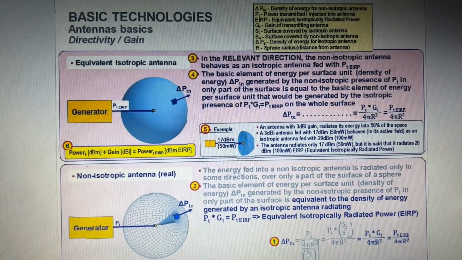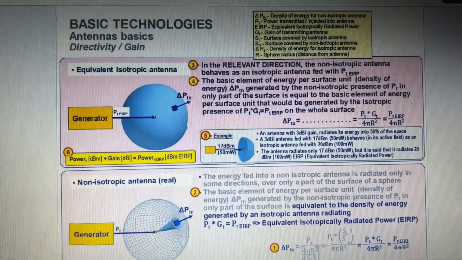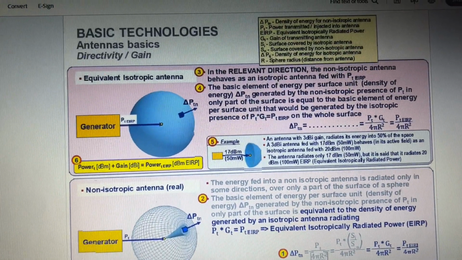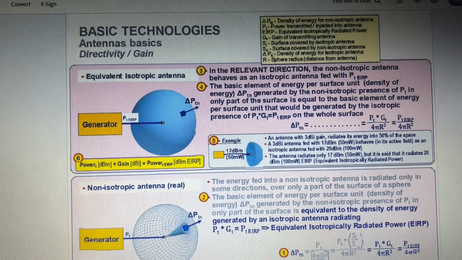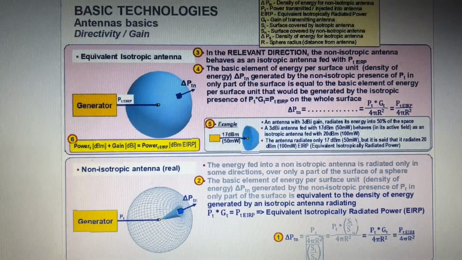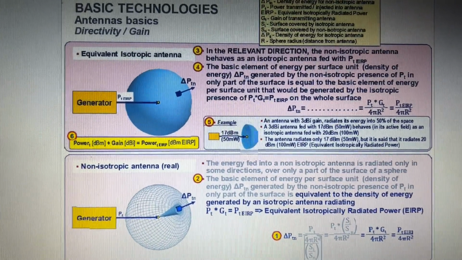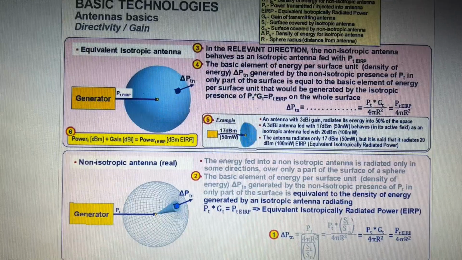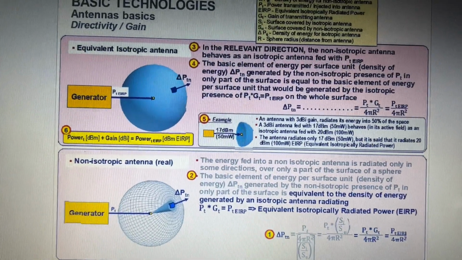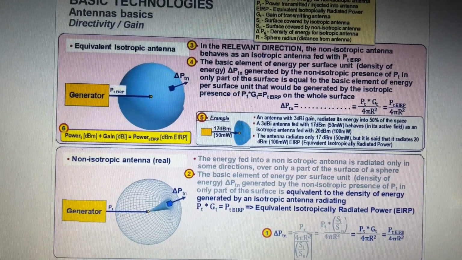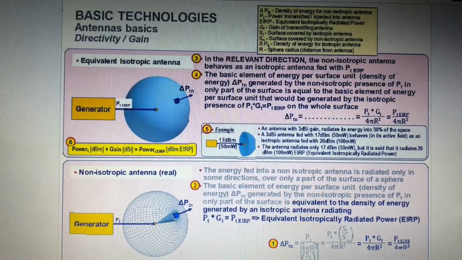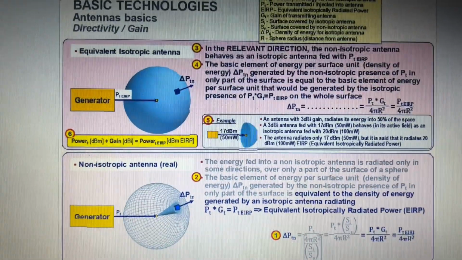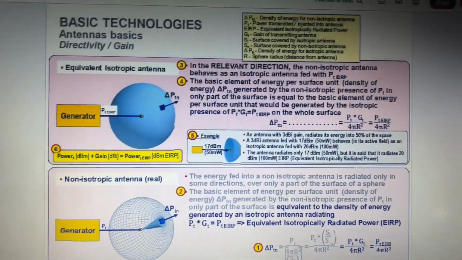Now coming to the equivalent isotropic antenna and non-isotropic antenna. You see the generators are being pushed out from left to right in case of an equivalent isotropic antenna. So these are the basic differences that we can see between an isotropic antenna and an equivalent non-isotropic antenna. These are the basic RF terminologies.